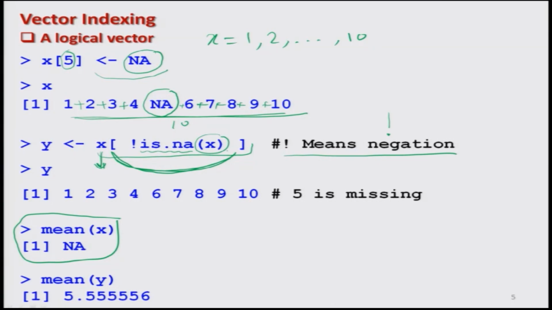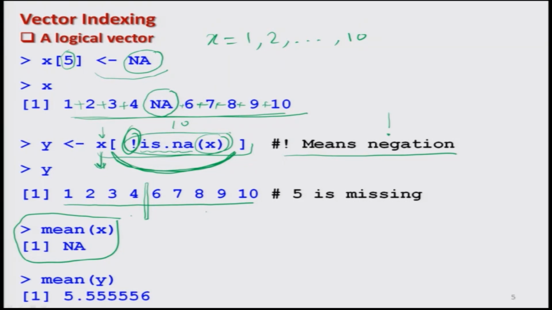So, in simpler words, I am saying: please use this vector x and check if there are any not available values. Then I use the exclamation sign and ask that I do not want these NA values. And with this square bracket, I am saying please give me only those values where there is no NA. Now I get a vector y, in which you can observe that something is missing.